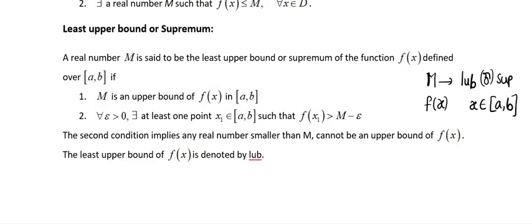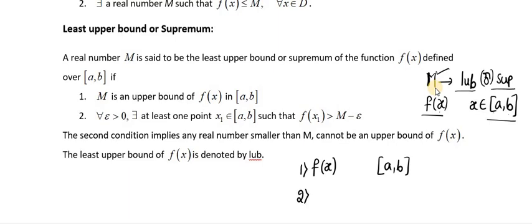That means this real number M is said to be least upper bound or supremum of f of x where x is any value between a and b and also x is equal to a or x equal to b. Closed interval means end points also including. If capital M is an upper bound of f of x, that means f of x is defined on closed interval a comma b. This is first point.